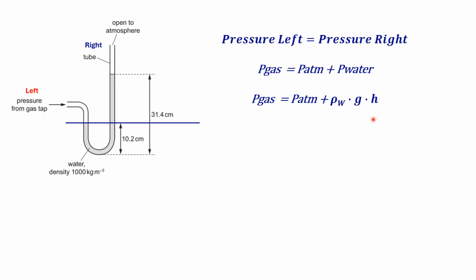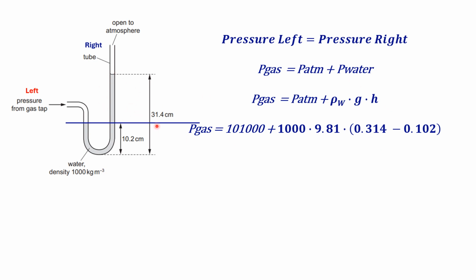So let's do substitutions. The atmospheric pressure provided is 101,000 pascals. The density of the water provided is 1000 kilograms per cubic meter. g, acceleration of gravity, 9.81, and the height is the difference between both lengths provided, because we are looking for just the height of the water in the column.